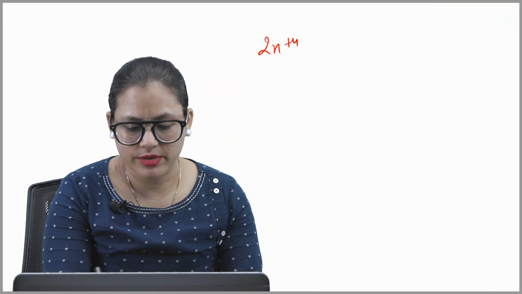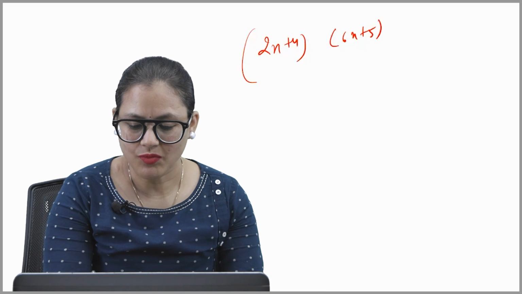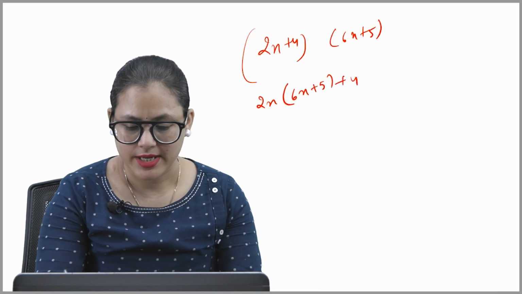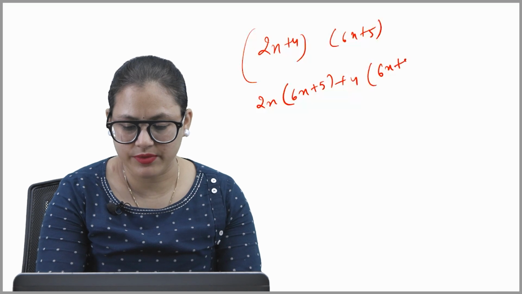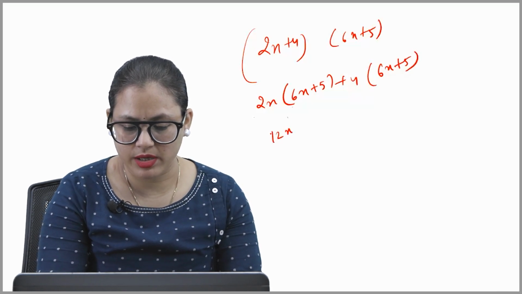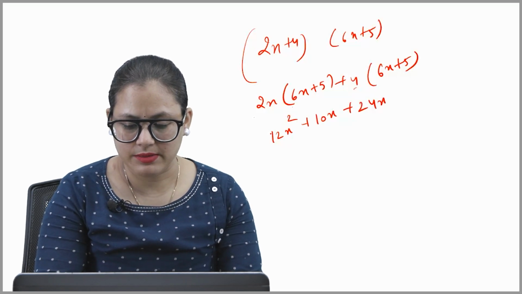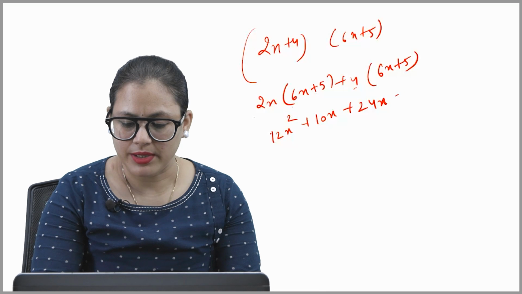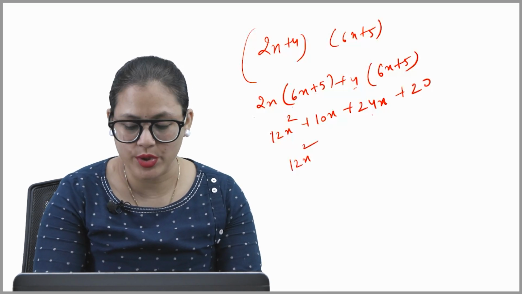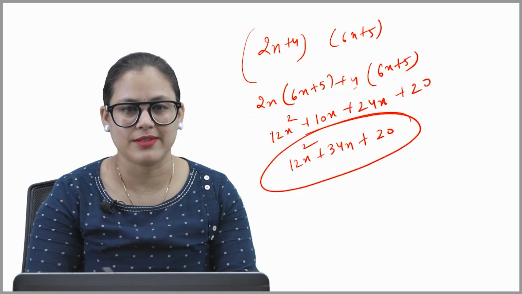2x plus 4 and 6x plus 5. 2x into 6x plus 5, plus 4 multiplied by 6x plus 5. 2 into 6 is 12x square, plus 2 fives are 10x, plus 4 sixes are 24x, plus 4 fives are 20. So 12x square, 10 plus 24 is 34x, plus 20. Okay, so this is the answer, right?